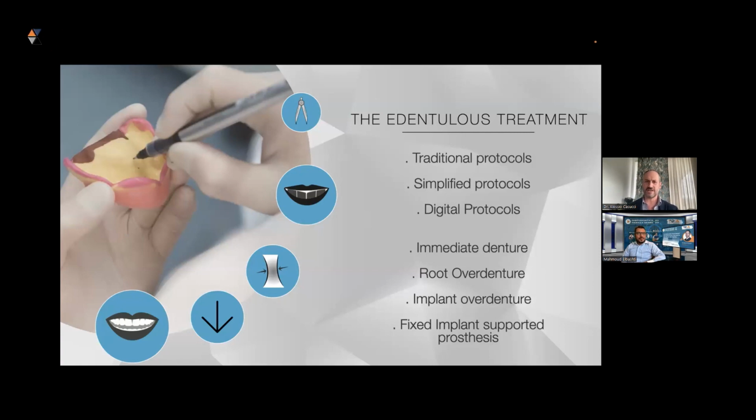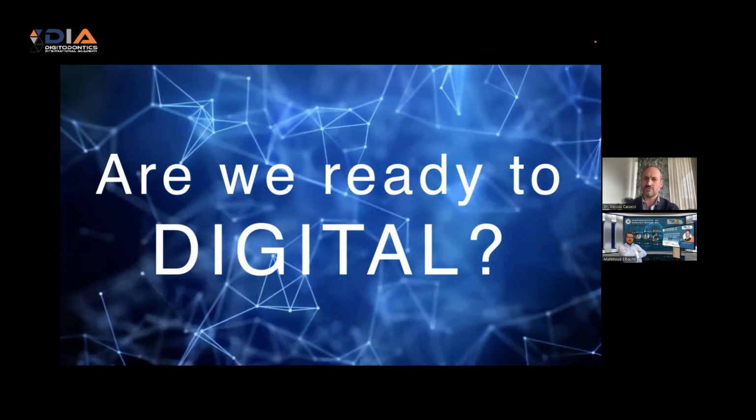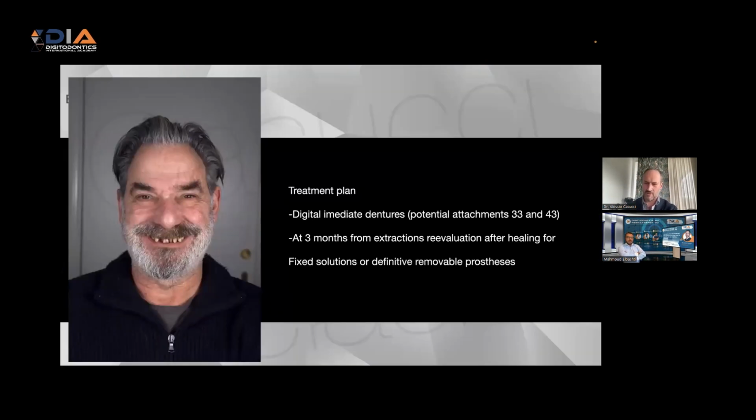When we treat edentulous patients, we can offer them different solutions. We can have traditional protocols, simplified protocols, and also digital protocols, and we can treat them with a denture, which is the easiest solution, or with retained or supported prostheses. Basically, a complete denture means treating an edentulous patient, and sometimes it is a temporary solution that can later be moved to an implant solution. So my question is whether we are really prepared for digital. The meaning of this presentation is to share with you my transition, my approach to digital.